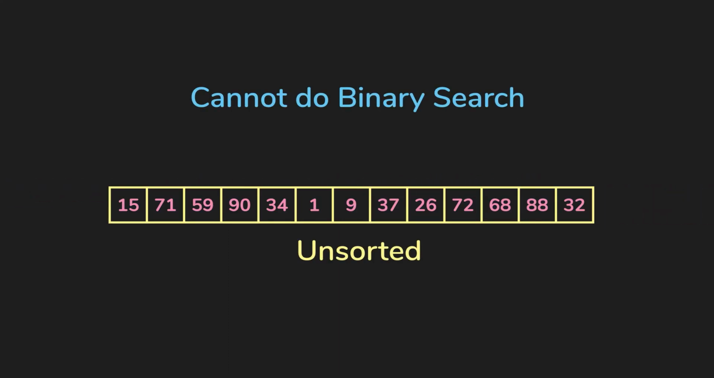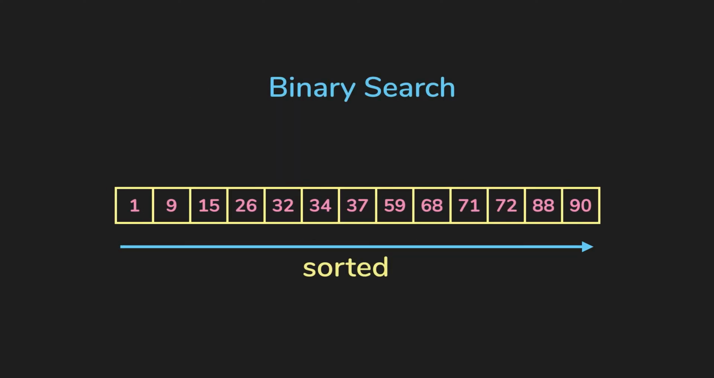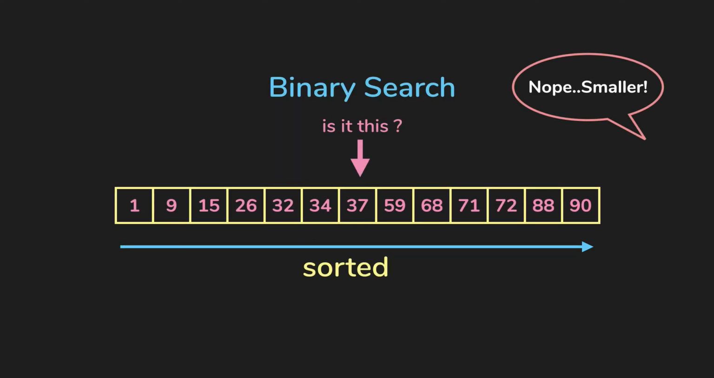Previously, we saw how useful it was to have elements sorted. For example, having a sorted array allows us to perform a binary search. So how do we sort?